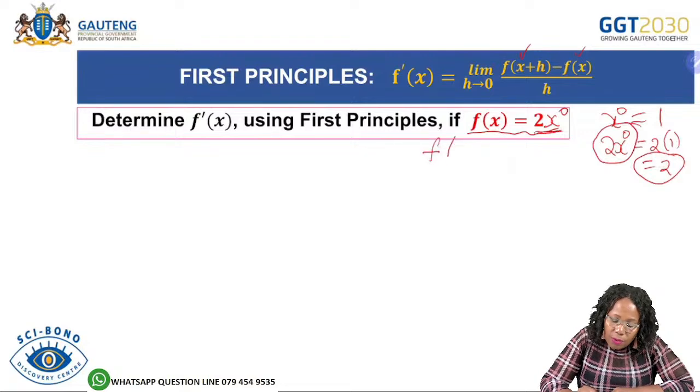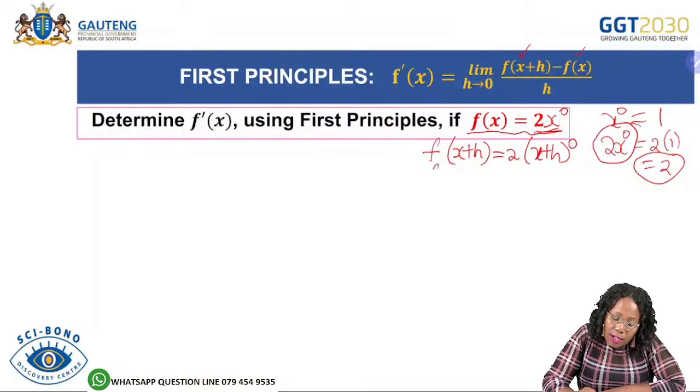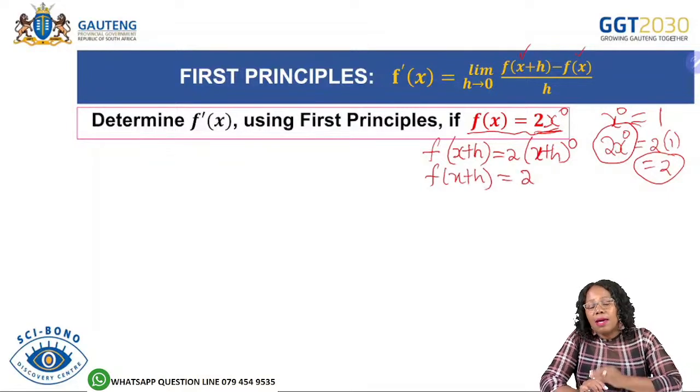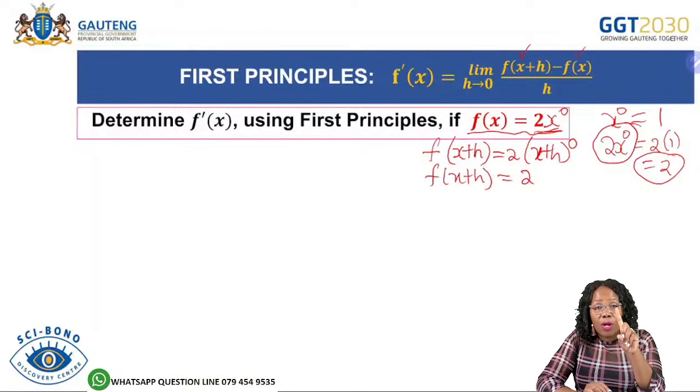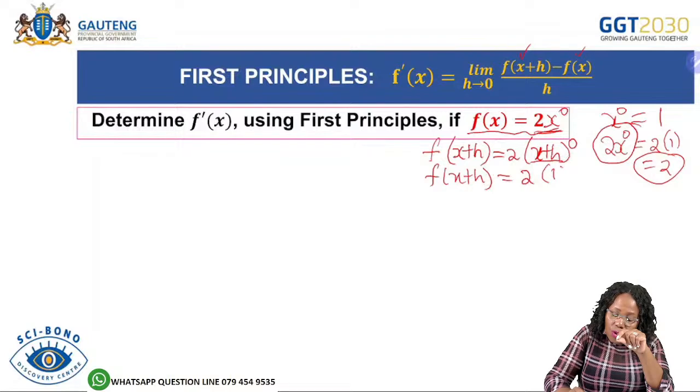Let's do so. For f at x plus h, we will be having a 2 into x plus h, but this will be to the power 0 because our x is to the power 0. And then our f at x plus h in this case will be a 2. Any number raised to the power 0, remember, is 1. Those are the rules of the exponent. Any number to the power of 0 is equal to 1. In this case, we are having x plus h, the whole bracket raised to the power 0. Therefore, it is 2 into 1, of which it is still a 2.